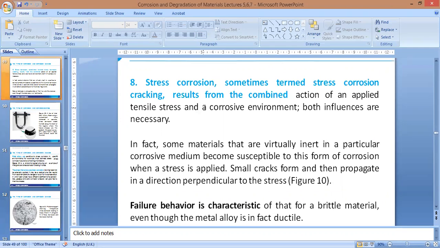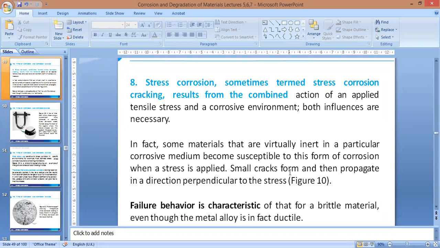Some materials that are virtually inert in a particular corrosive medium become susceptible to this form of corrosion when a stress is applied. So you find, for example, a metal in a salty solution may not be highly susceptible to corrosion. But when that metal is put under stress within that same solution, it suddenly starts to corrode. And this type of corrosion is what we're calling stress corrosion.